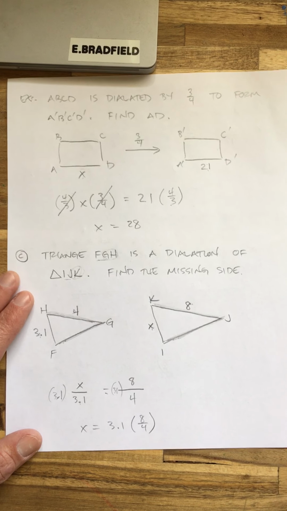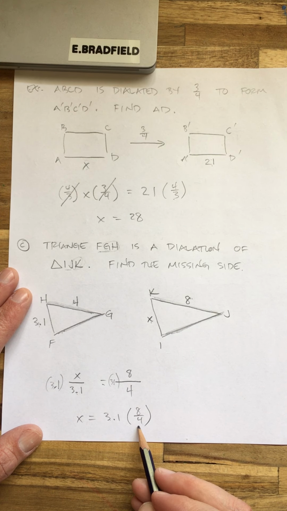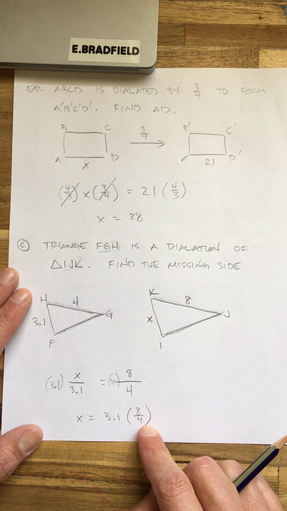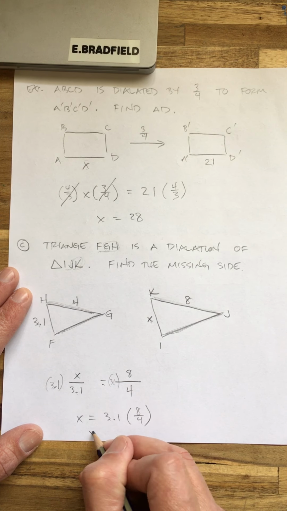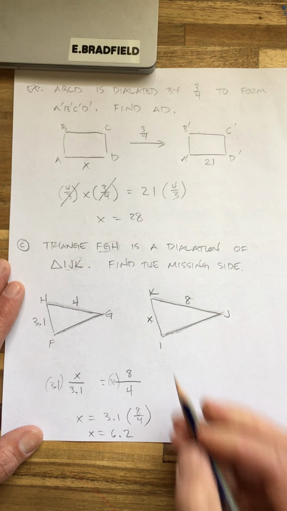Now here's something tricky. I know normally I say do the division first. Well, 3.1 divided by 4 doesn't really work. But if you look carefully, 8 divided by 4, what is that? That's right, it's 2. So it's 3.1 times 2. So X equals 3.1 times 2, which is 6.2. This side right here is 6.2.